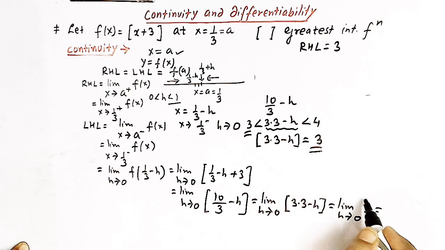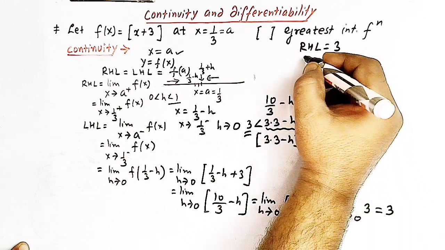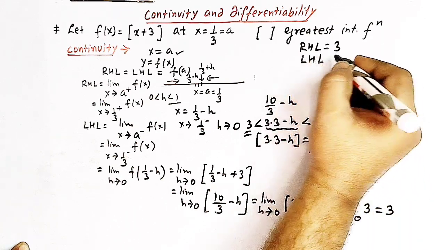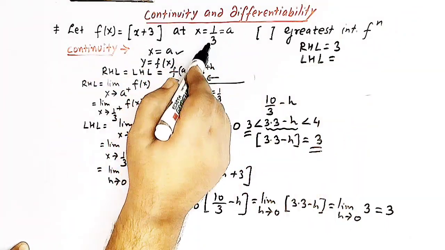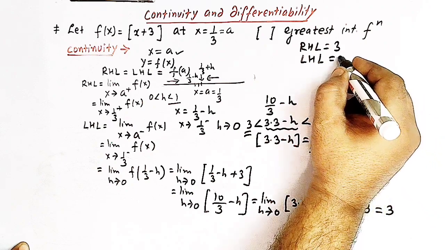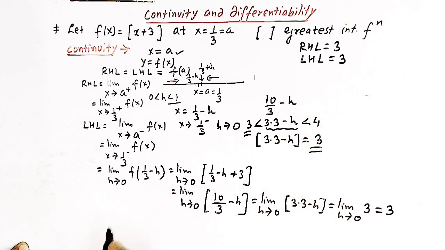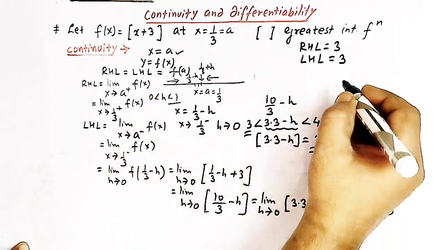And this is limit h tends to 0, and greatest integer of 3.3 minus h is 3. So limit h tends to 0, 3 is equal to 3, because again here this term is independent of h. So we see that the left hand limit of this function when x approaches to 1 over 3 is equal to 3, right? Now let us calculate f of a.